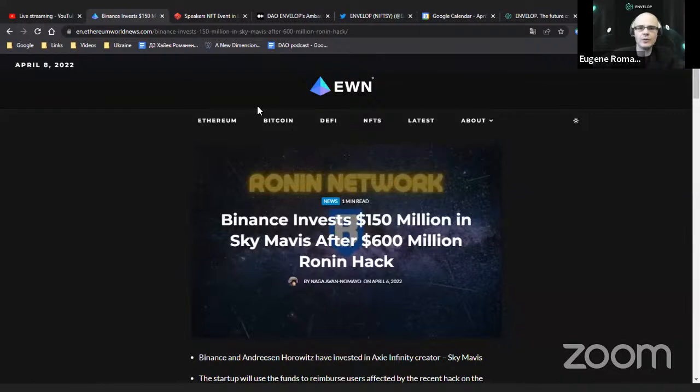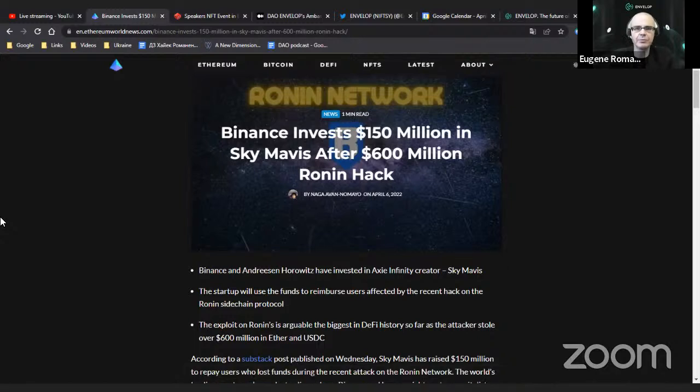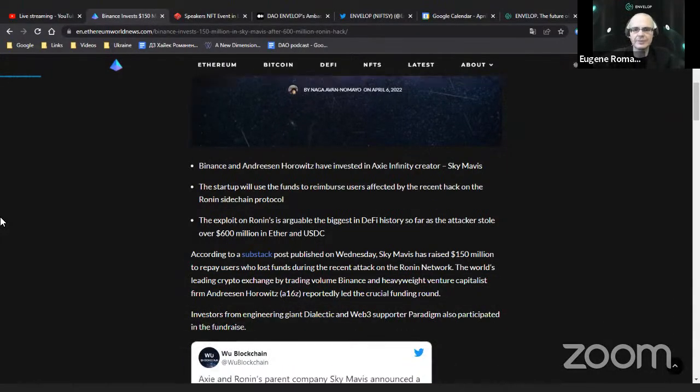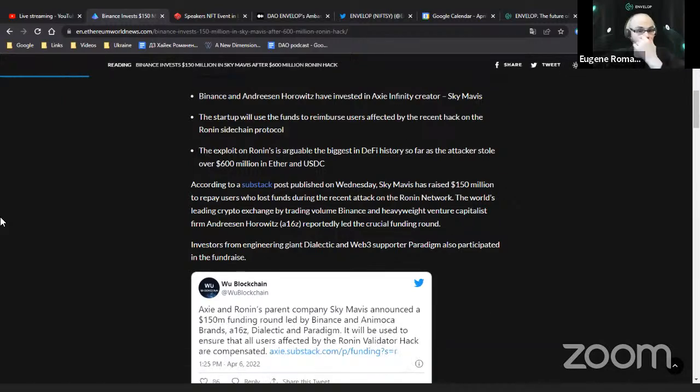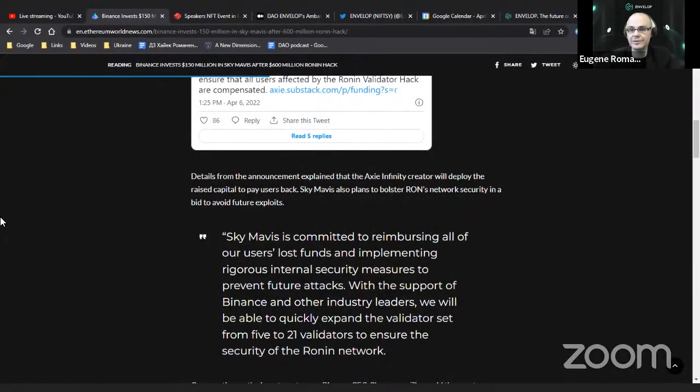So one of the main news for this week is about Axie Infinity, which is working on the Ronin sidechain. Ronin is the sidechain for Ethereum. And we had a hack for $600 million recently, and Binance invests $150 million in Sky Mavis, that's a startup hosting Axie Infinity. So this is not concerning NFT directly, but Alex, do you think we need to extract some knowledge from this news for us? What does it all mean, such hacks and such news, for the Envelop community?